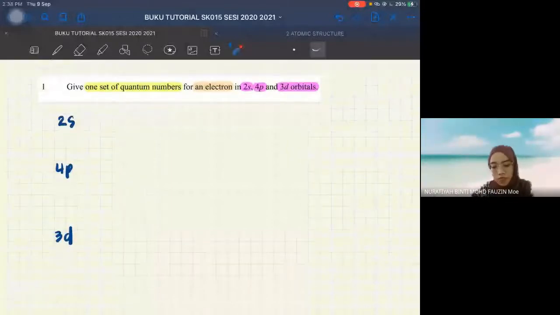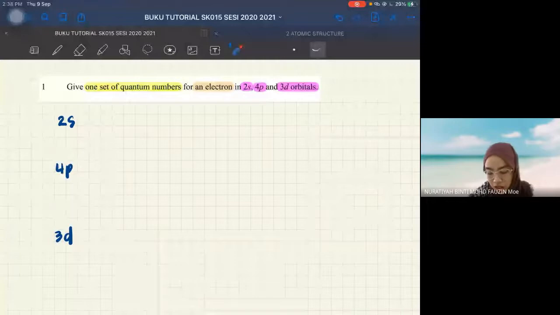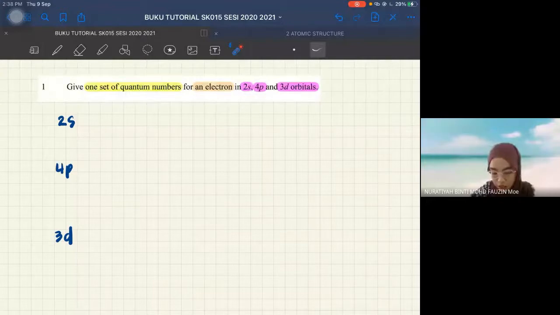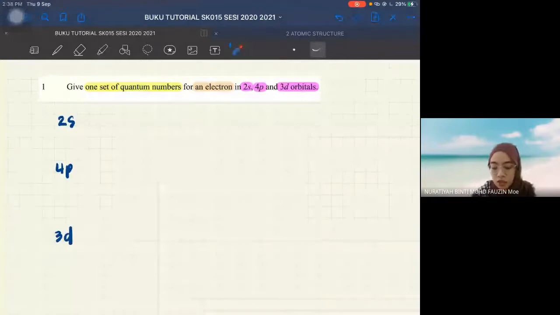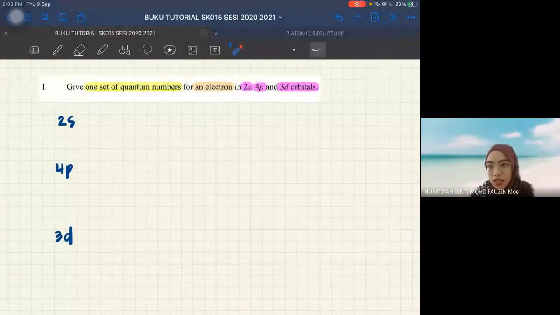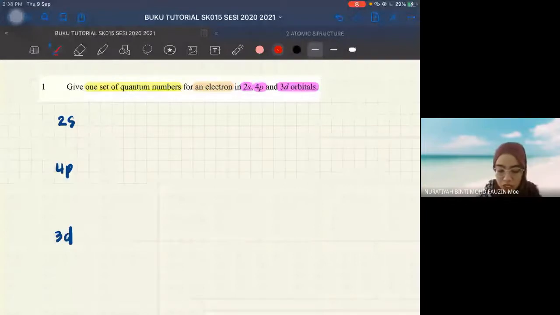So number one. This is 2.2. Give one set of quantum numbers for an electron in 2s, 4p and 3d orbitals. So we will start with 2s. Kita nak bagi one set of quantum numbers for an electron. Terang-terang dia bagi tahu dia nak one set of quantum numbers saja, maksudnya bagi one set sajalah.